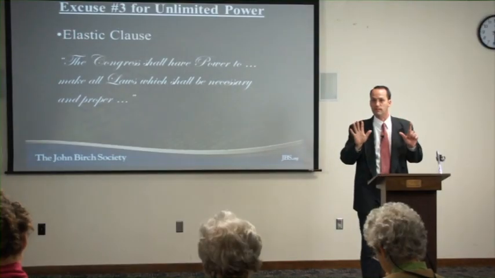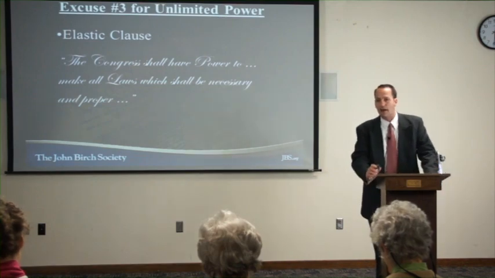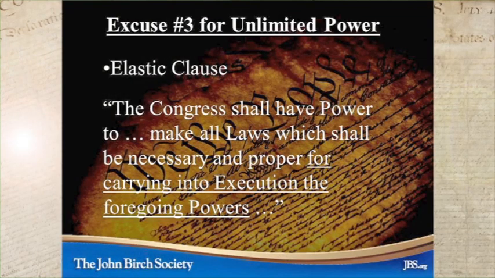Do we have a problem here? Well, no. If you read it in context, the only problem is we didn't finish reading. In fact, if anyone ever uses this one with you, just ask them to read the next 7 words. You can read on if you'd like, but the next 7 words really clarify it because it says, for carrying into execution the foregoing powers. What is that talking about? Congress has power to make all laws that shall be necessary and proper for carrying into execution the foregoing powers.